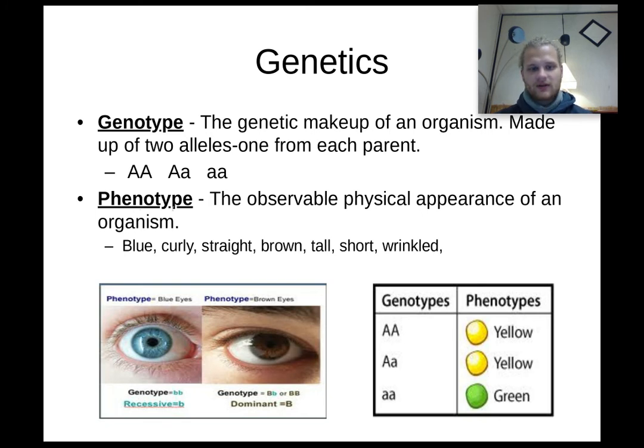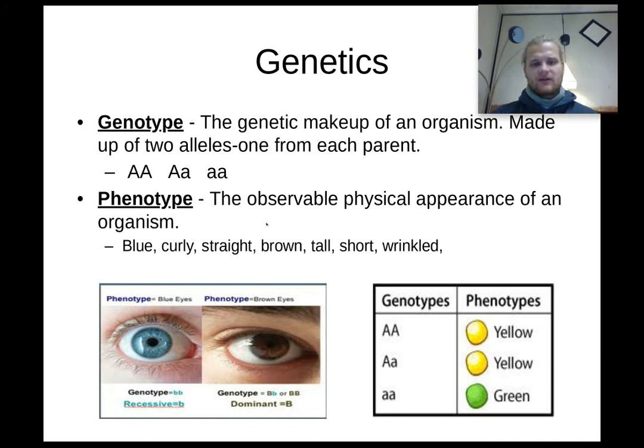Phenotype is the trait that it actually codes for. So capital A, it says right here, codes for yellow. And then capital A is always dominant over lowercase. So if there's a tie, then tie goes to the trait of yellow. And then the recessive is going to be green. So you need to have two lowercases in order to get green.